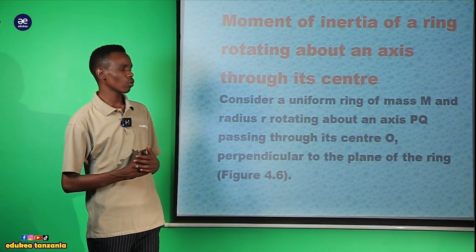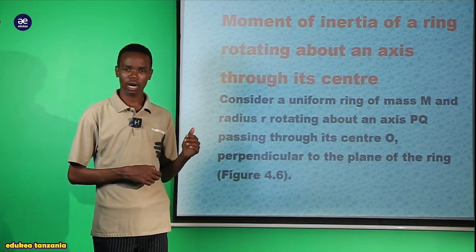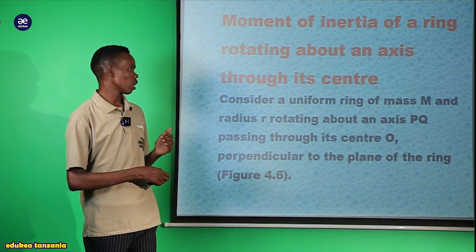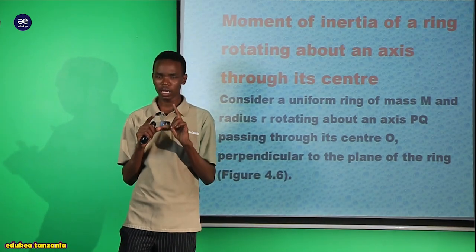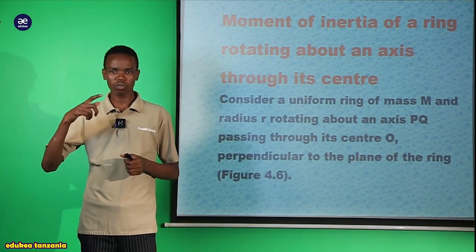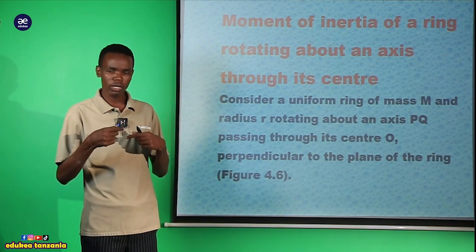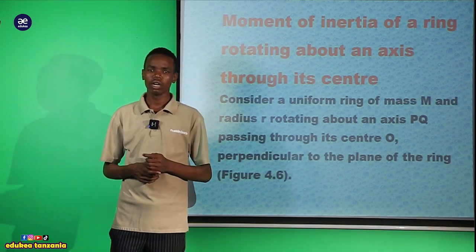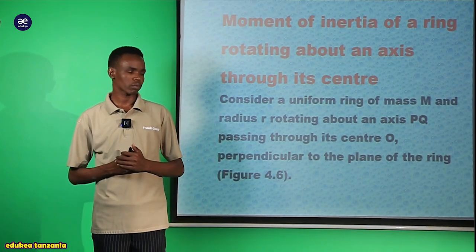We should look at the moment of inertia of a ring about an axis through its center. Now imagine we have a ring, and we try to rotate that ring. It means that the ring rotates on an axis. When it rotates, how can we get the moment of inertia? That is what we are going to observe in our discussion today.